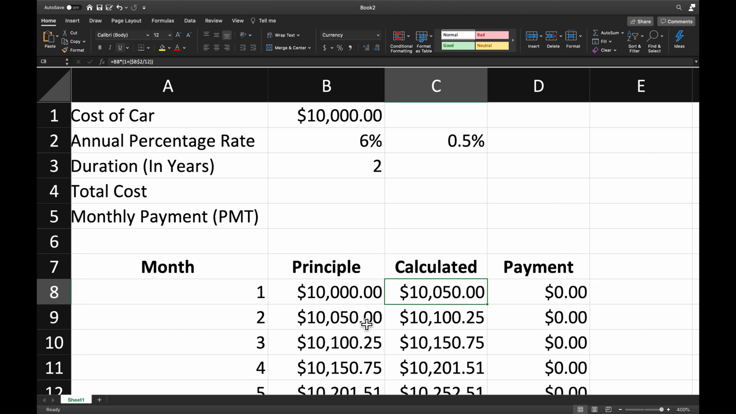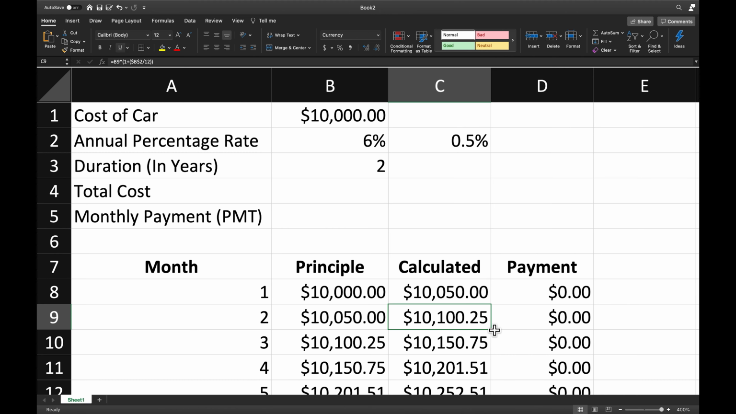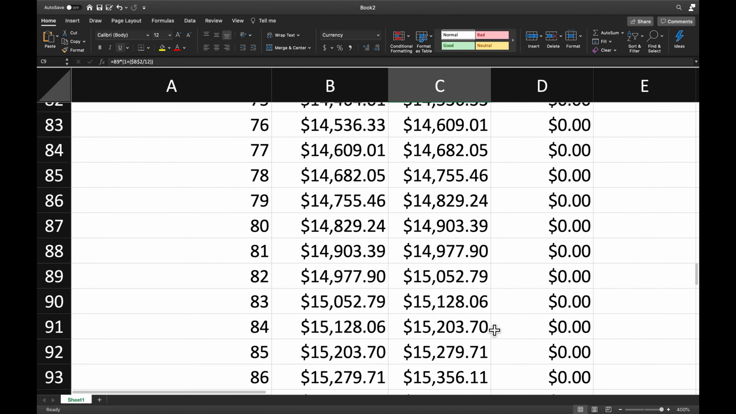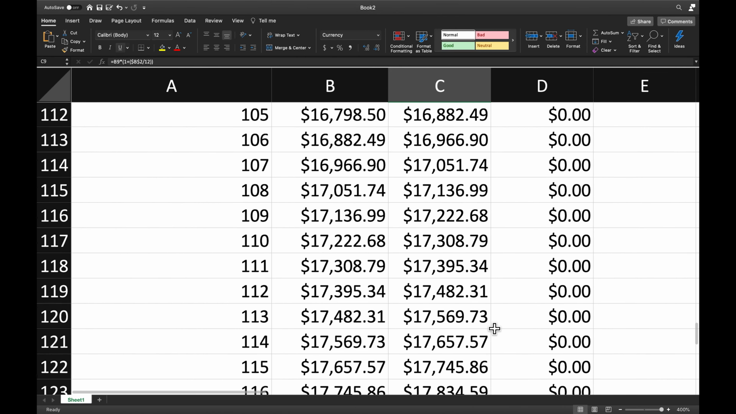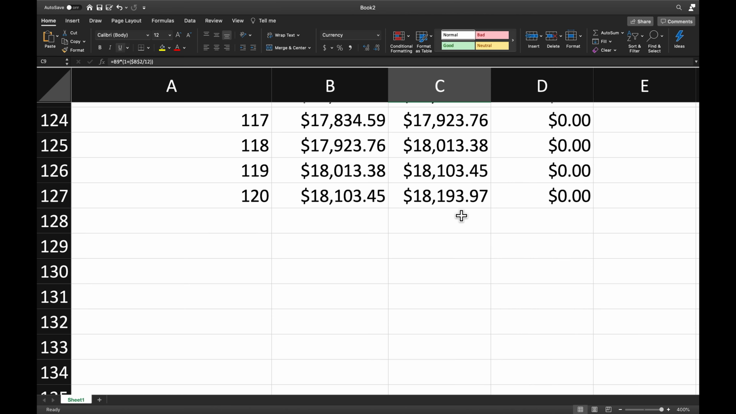Let's say you don't make your payments. In the second month, this $10,050 is applied another 0.5%, so there's another $50 and an additional 25 cents. Let's say you don't make any payments for 10 years, and for some reason your car's not repossessed. You now owe the bank 80% more than the car's original value.